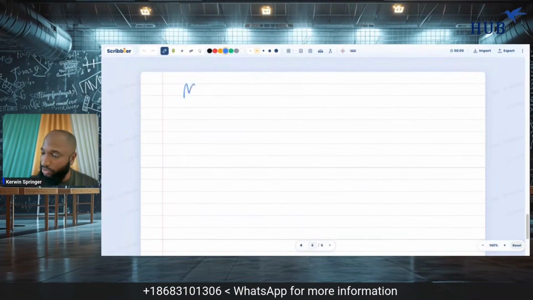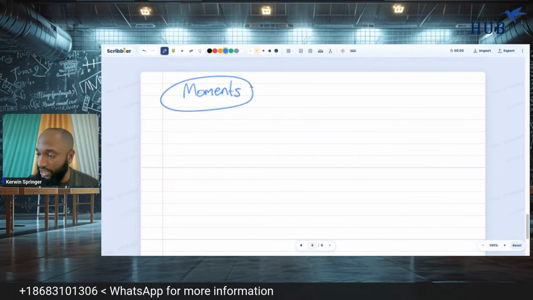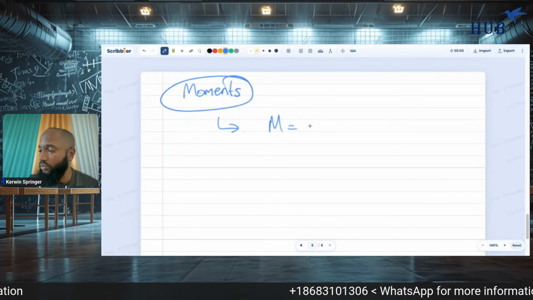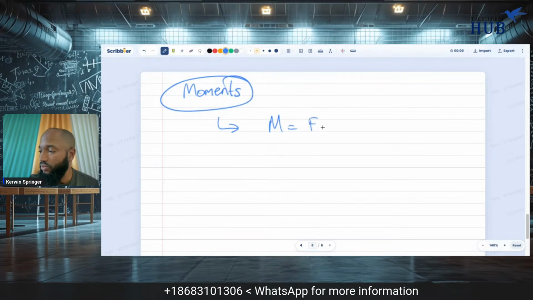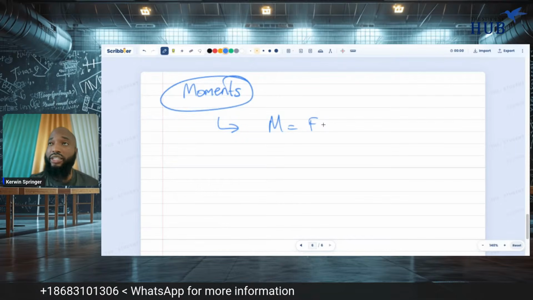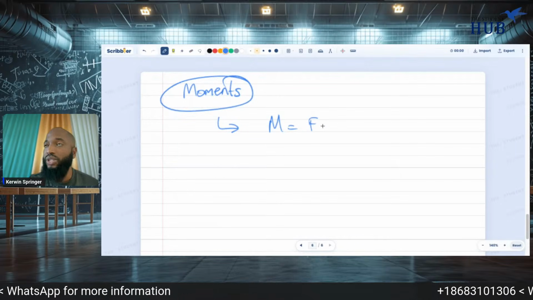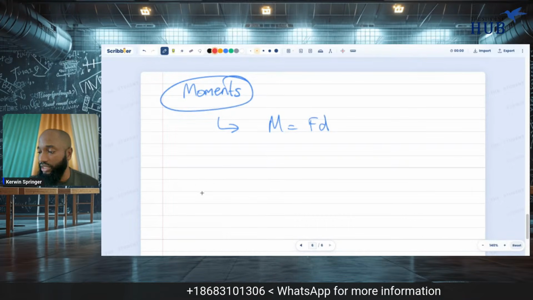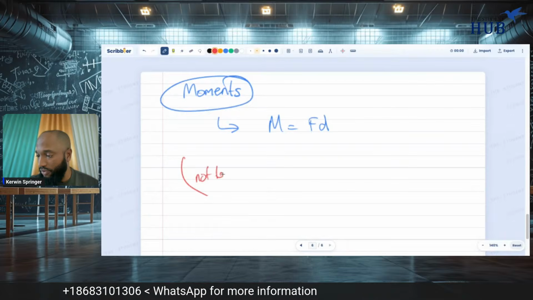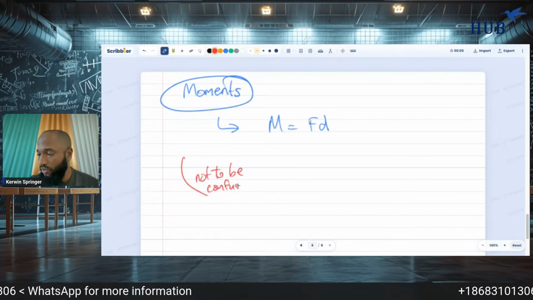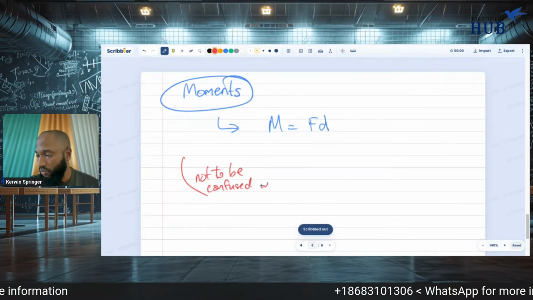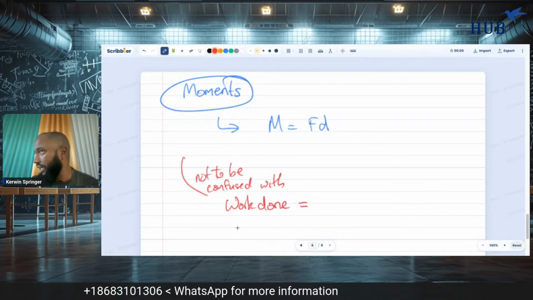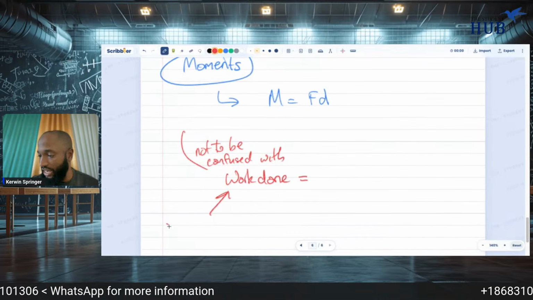What is the difference with moments? We were doing moments yesterday. Not in the direction of the force, that's work done. Both of them have the same units. It's a very interesting thing. Not to be confused with work done. Work done is another name for what? Energy. Yeah, so this is also known as energy.